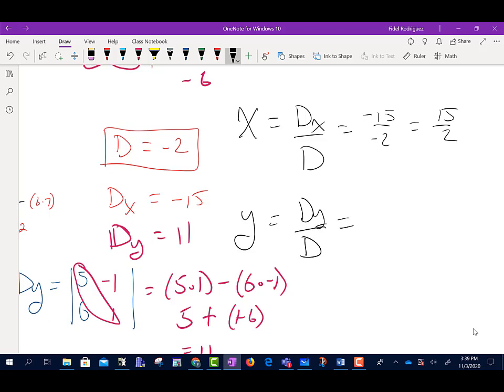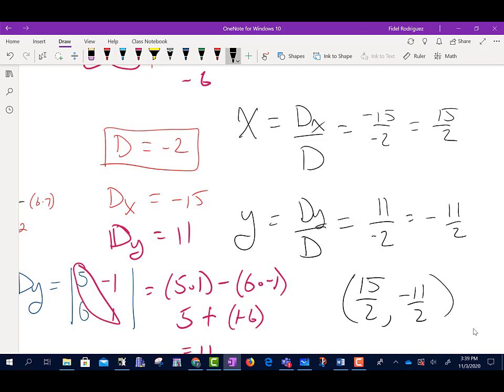And the y value, dy, is 11 divided by -2. That's just -11 halves. Okay. And so if you notice here, the solution is 15 halves and -11 halves.